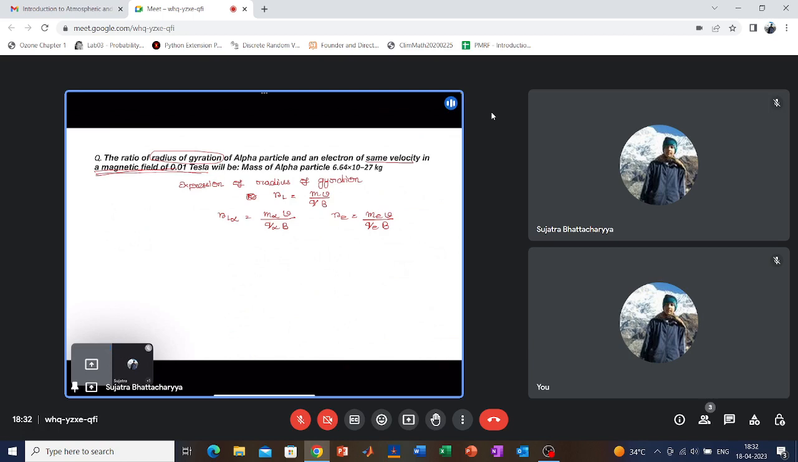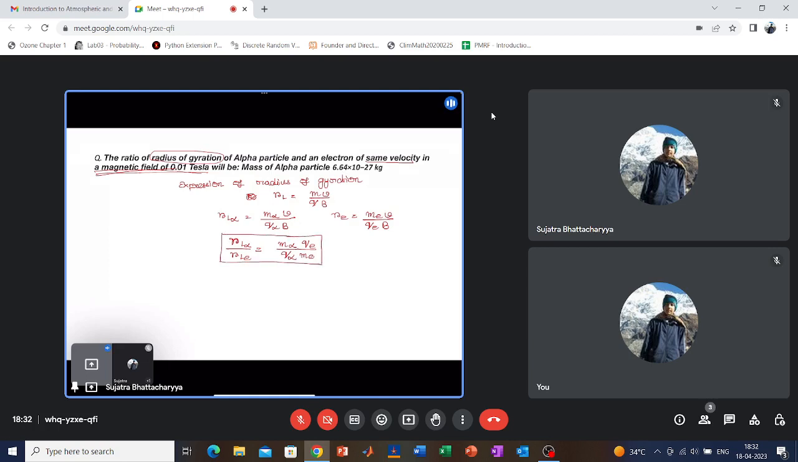Since v and B are the same, if I have to calculate the ratio RL of alpha divided by RL of electron, then what will we be left with? It's m alpha divided by q alpha, over me divided by qe. So it's just the mass to charge ratio and its corresponding ratios. Okay, and now this is the ratio which we need to calculate.